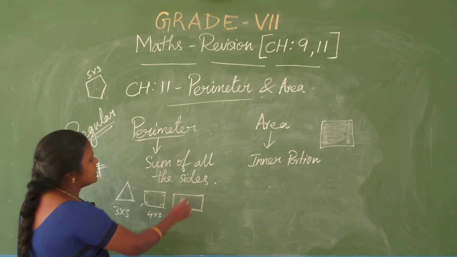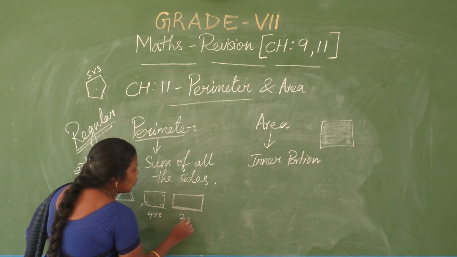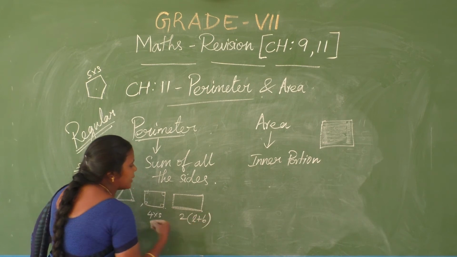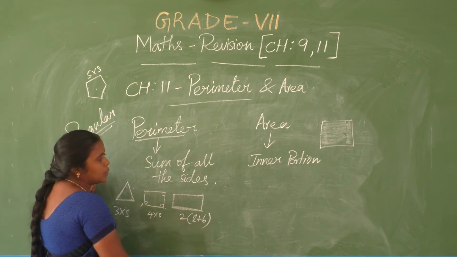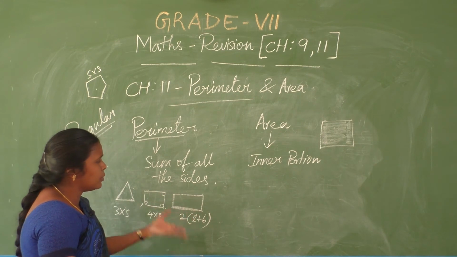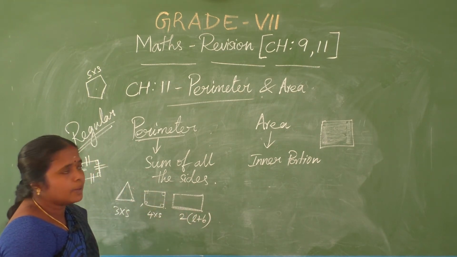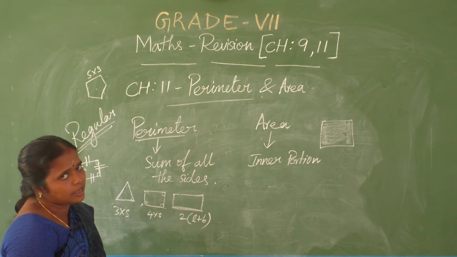Understood? Perimeter of a rectangle, what is the formula? 2 into (L plus B). This is all well known. You have learnt it so many times, the perimeter of a square, rectangle, and so on.